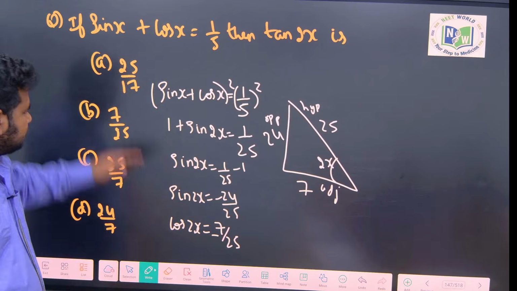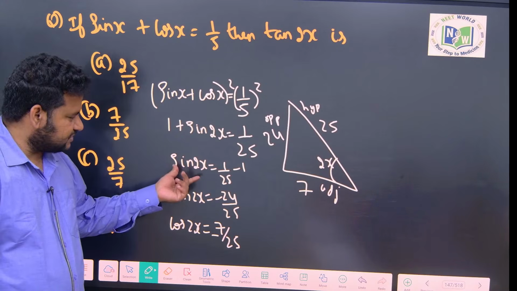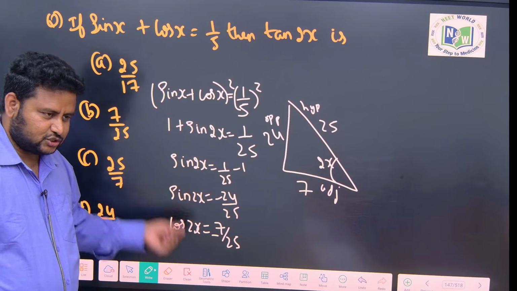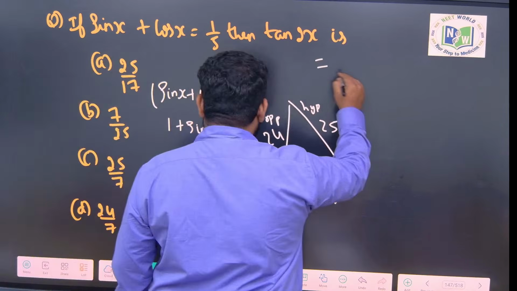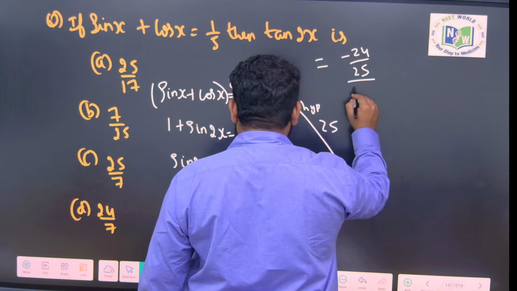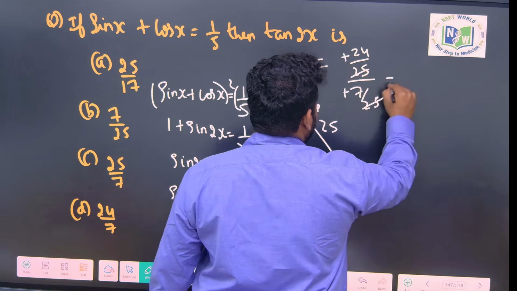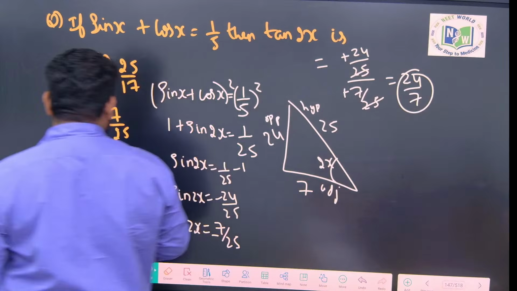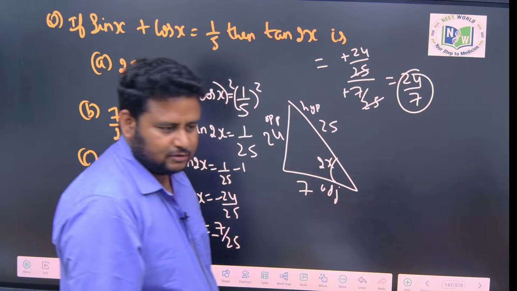Why? In the options, everywhere for tan there is a positive value. That means if sin is negative, cos should also be negative, because tan is sin by cos. If this is negative, this should also be negative, so that minus minus cancels and you get the positive value. So tan 2x is minus 24 by 25 divided by minus 7 by 25. 25, 25 cancel, minus will become plus, 24 by 7. So that is tan 2x. Where is the option? D. Understood? Clear till here?